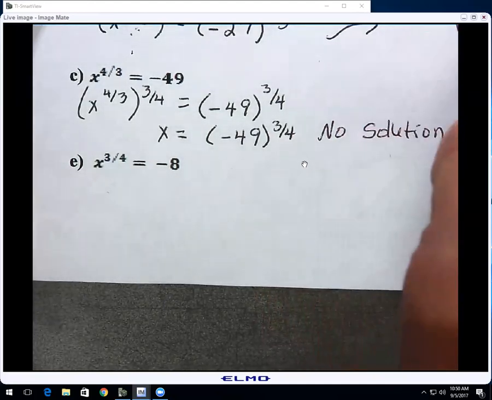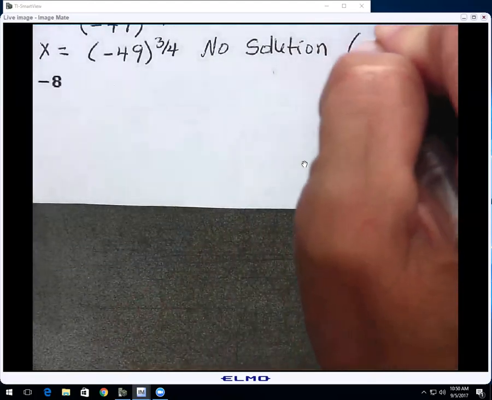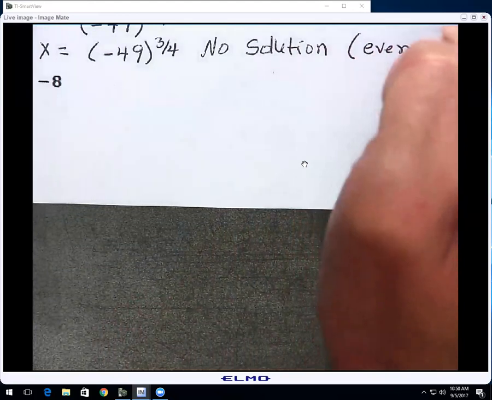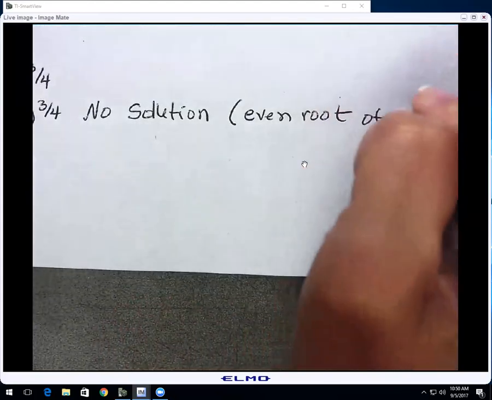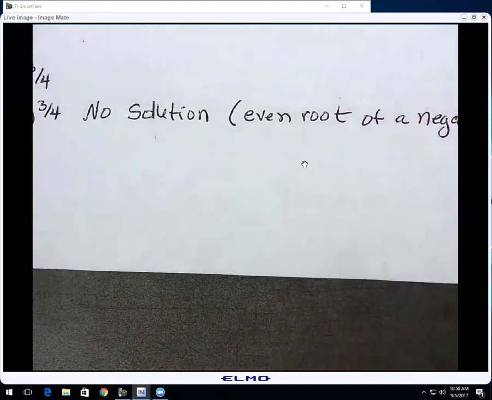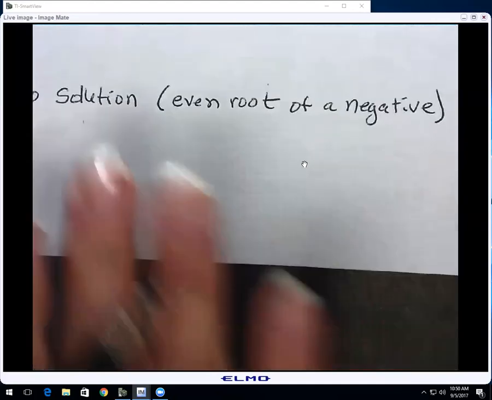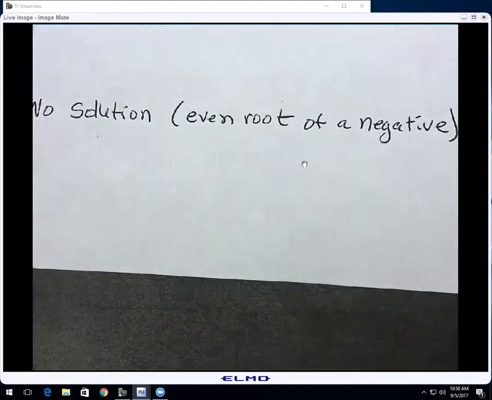Does that mean the next one? But the next one, no. Hang on just a second. Even root of a negative. Whenever you put no solution, do we need to write that explanation beside it? No, I'm just writing that for your notes so that you know the E part may turn out not to have a solution either, but it's going to be for a different reason. So that one's no solution because you can't take the even root of a negative number.